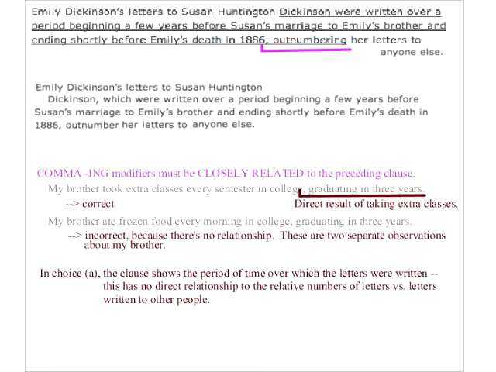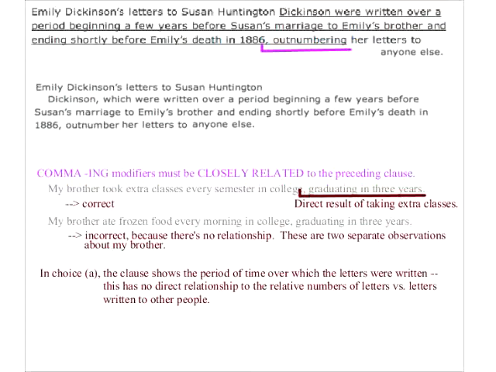I mean, you would have to manufacture a connection totally out of thin air. You would have to make up the fact that she wrote letters all the time during that period, and also that she didn't write letters to other people during that period. You'd have to make up a whole bunch of facts that may or may not be true. So, not okay. Notice how direct this relationship is: my brother took a whole bunch of extra classes, and thus he graduated in 3 years. It's a total, immediate, proximate effect. That's the kind of thing that comma ing modifiers are generally doing. You could manufacture some sort of relationship between these, but you would need to make up a whole bunch of facts that are not there. So that's why choice A is incorrect. It's actually the only reason why choice A is incorrect.